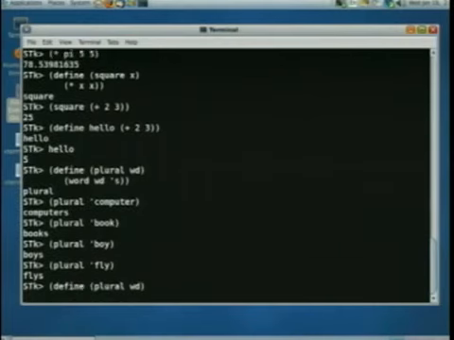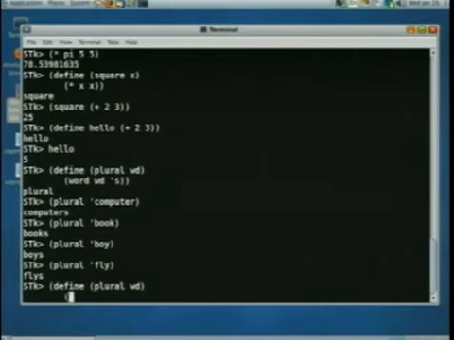Plural word. One little comment before I go on. I used WD as the formal parameter. Why didn't I just use word? It's not just because I'm a lazy typist. It's because in the body of plural, I'm using a primitive function called word, W-O-R-D, and it has to have a different name from this. A name can only mean one thing at a time. So that's why you'll see me use wd for words and sent for sentences as formal parameters.